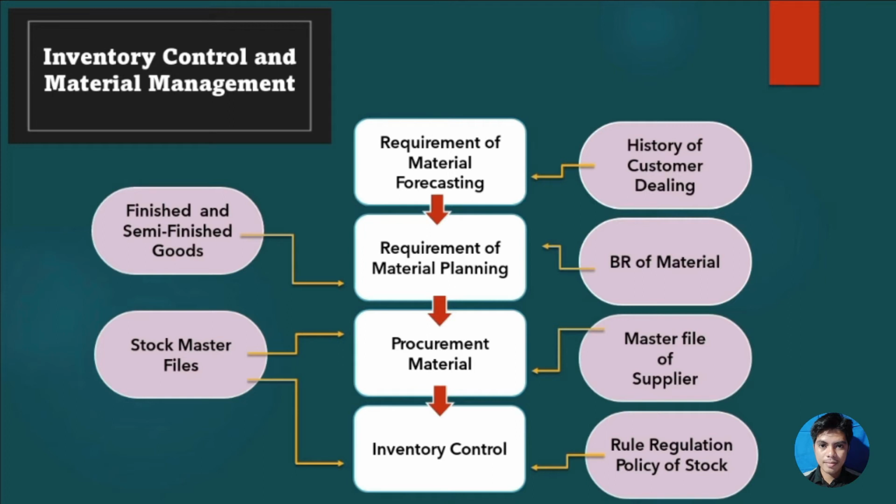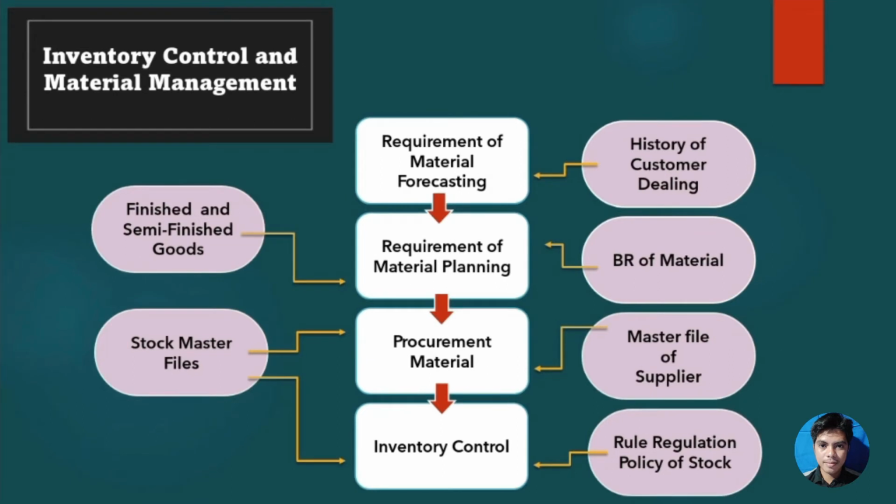So there are 4 key resources in material management. The first one is the requirement of material forecasting, the forecasting of material. Second, requirement of material planning, or the planning of the materials and the processing of the materials. And it all boils down to inventory control. So the requirement of material forecasting is the history of customers' dealing. So this is vital for all of these key resources in material management.